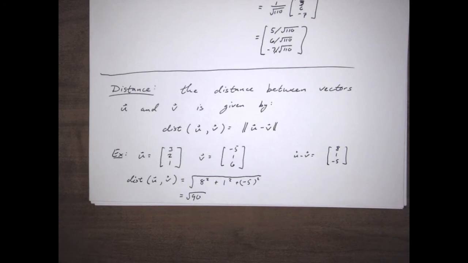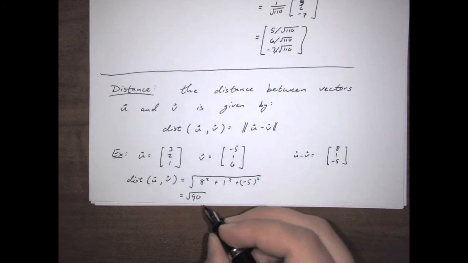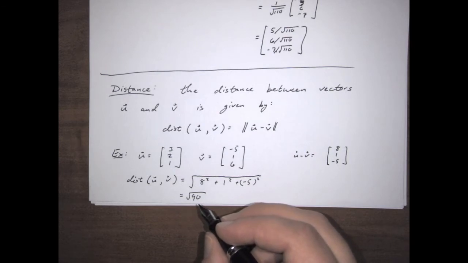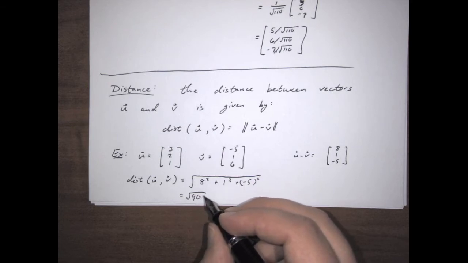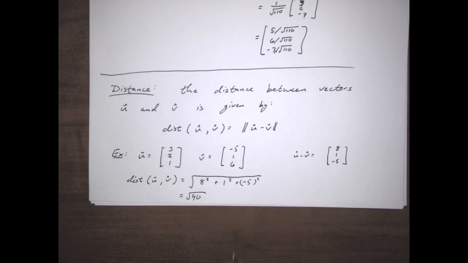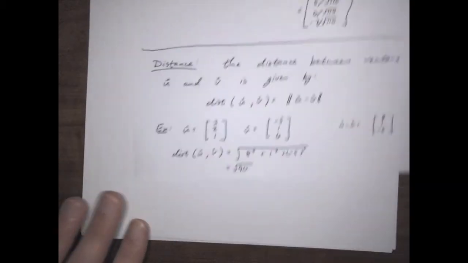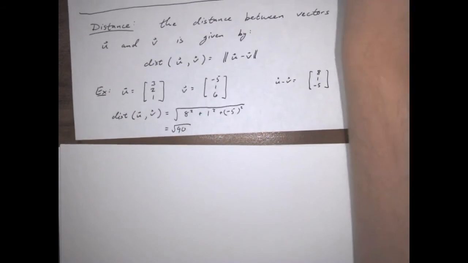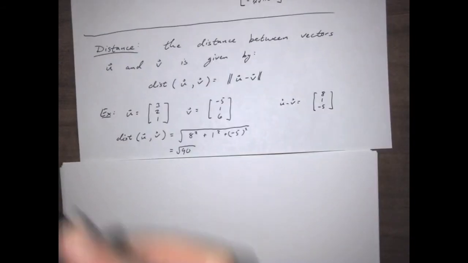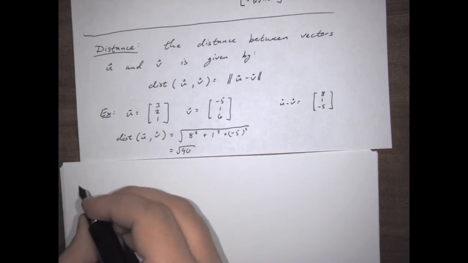And again, we are not going to worry too much about pulling out any perfect square factors that we could from here, even though in fact 90, we can clearly see that we could pull out a 9, for example, and then that would give us 3 root 10, but we're not going to break our backs in simplification of these particular kinds of square roots.